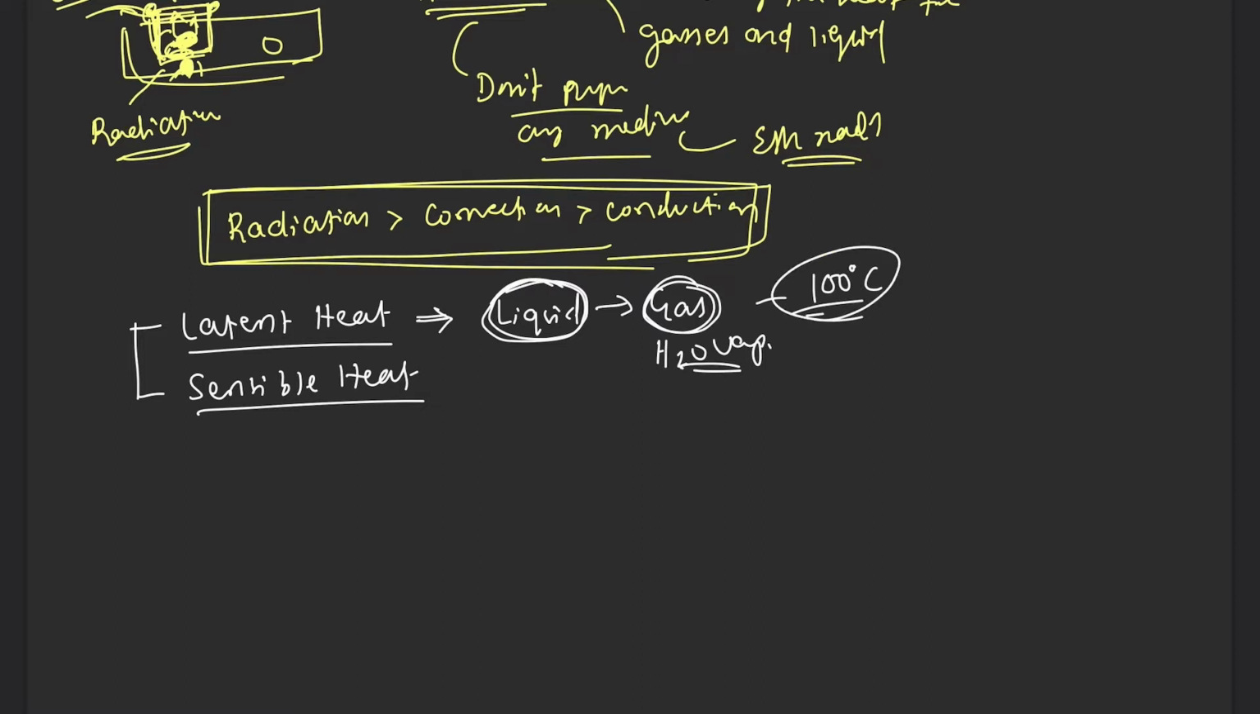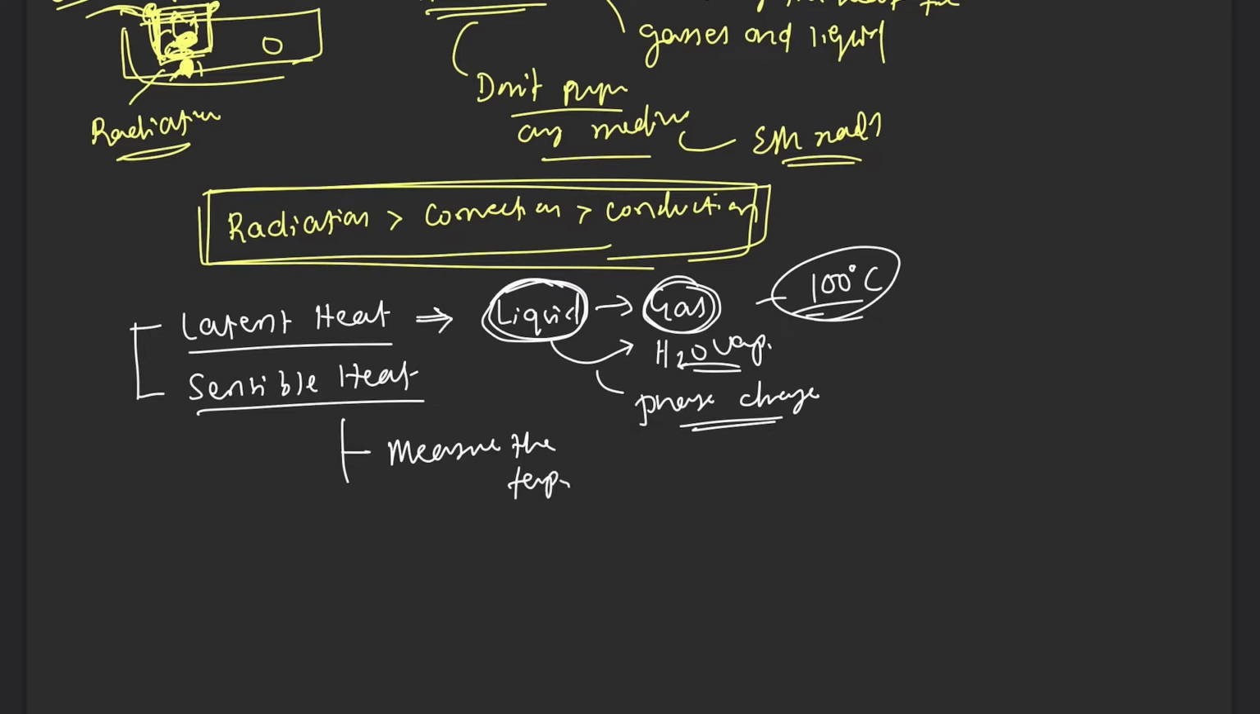In latent heat, the temperature remains the same, but there is a phase change. This is called latent heat. Then what is sensible heat? We can sense that temperature, and we can see the gradual increase or decrease of temperature. We can measure that temperature.